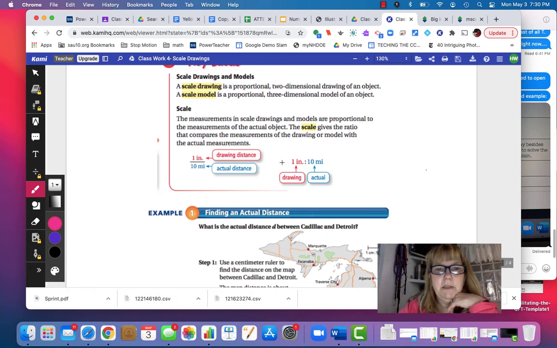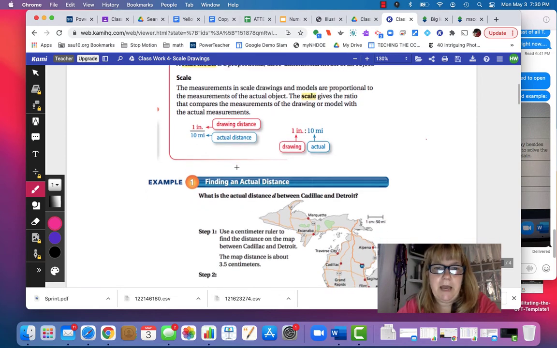So we measure things, we have a drawing distance and then we have the actual distance. The model is always on top and the actual is always on the bottom. The drawing distance is always the numerator and the actual distance is always the denominator. It'd be nice if I used mathy words, wouldn't it? So, finding an actual distance.